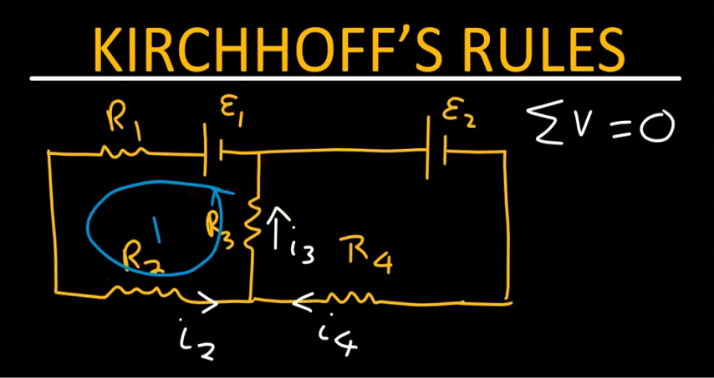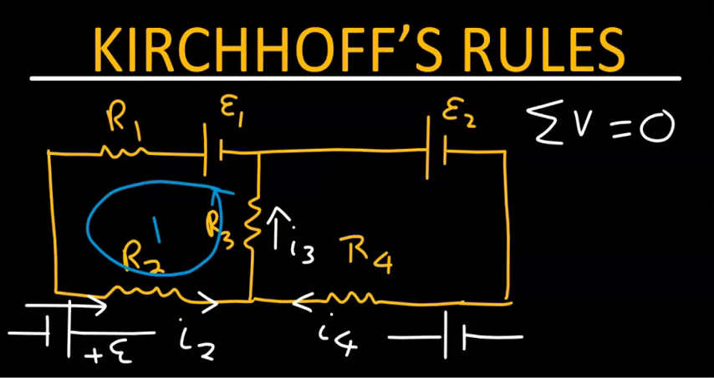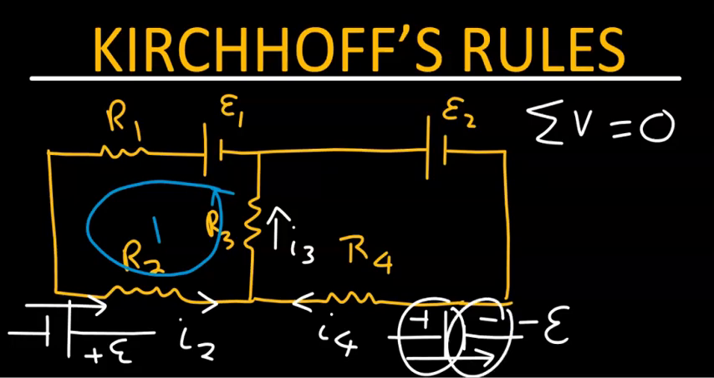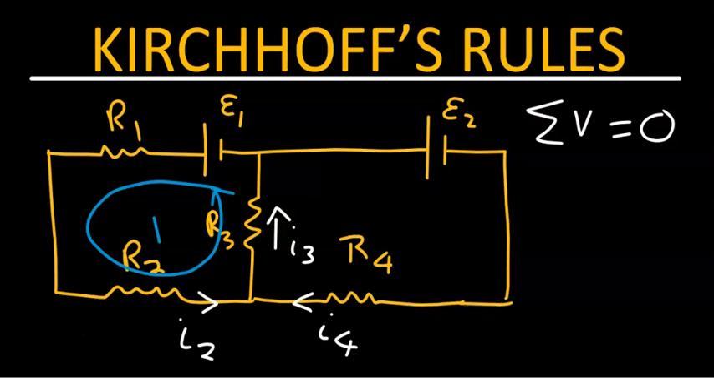And here we follow some sign conventions. When we travel across a battery and the direction of travel is like that, then the EMF picks up a positive sign. If we travel across a battery like that, the EMF will pick up a minus sign, because we are traveling from the positive terminal to the negative terminal, and that indicates a drop in potential difference.